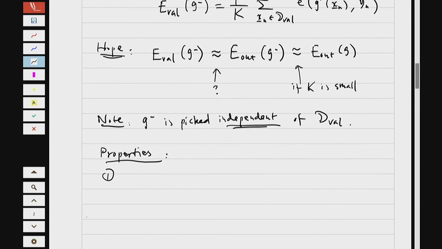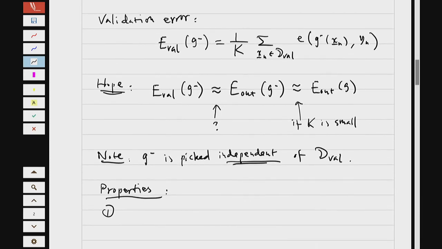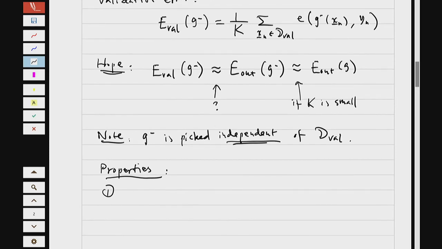First of all, we observe that E val, of course, is an average of random quantities, right? It's random because xn is randomly given to you from the training data, from the original D.